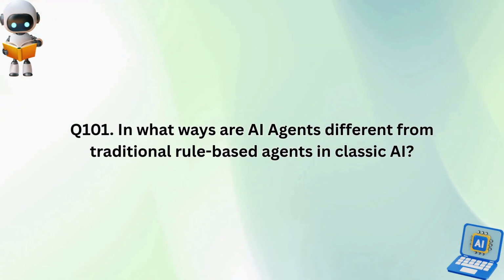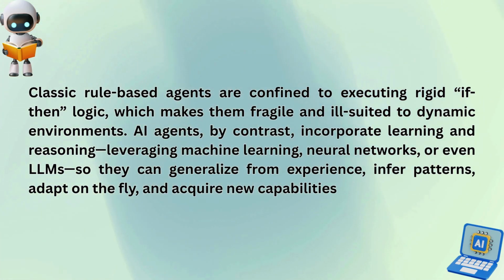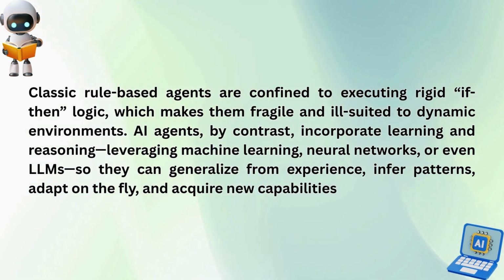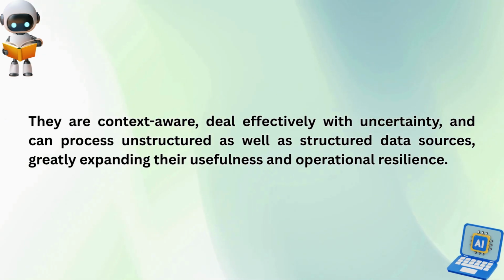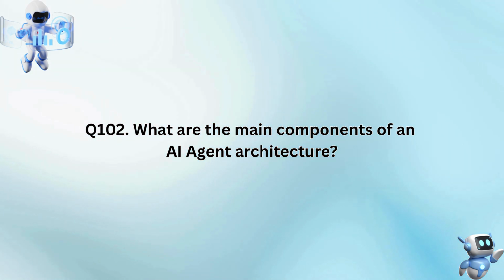In what ways are AI agents different from traditional rule-based agents in classic AI? Classic rule-based agents are confined to executing rigid if-then logic, which makes them fragile and ill-suited to dynamic environments. AI agents, by contrast, incorporate learning and reasoning, leveraging machine learning, neural networks, or even LLMs, so they can generalize from experience, infer patterns, adapt on the fly, and acquire new capabilities. They are context-aware, deal effectively with uncertainty, and can process unstructured as well as structured data sources, greatly expanding their usefulness and operational resilience.